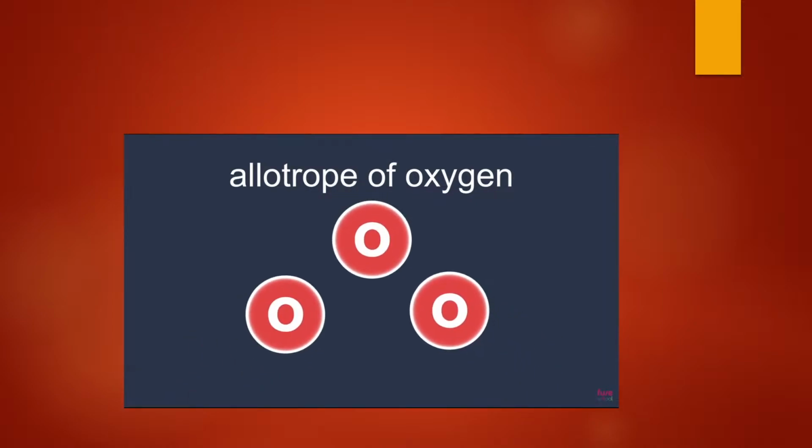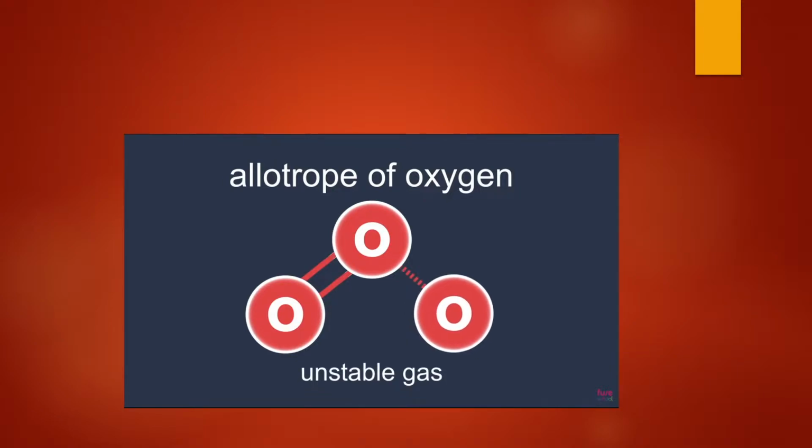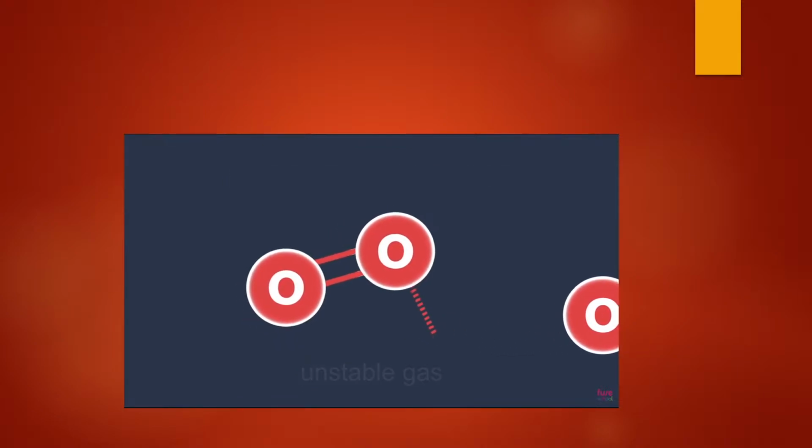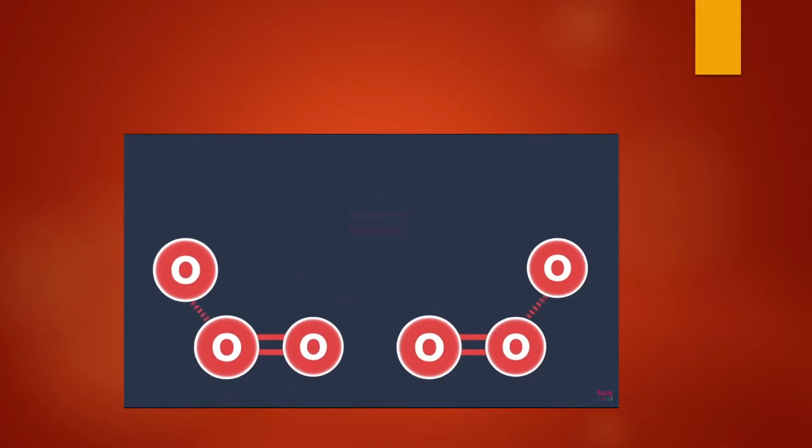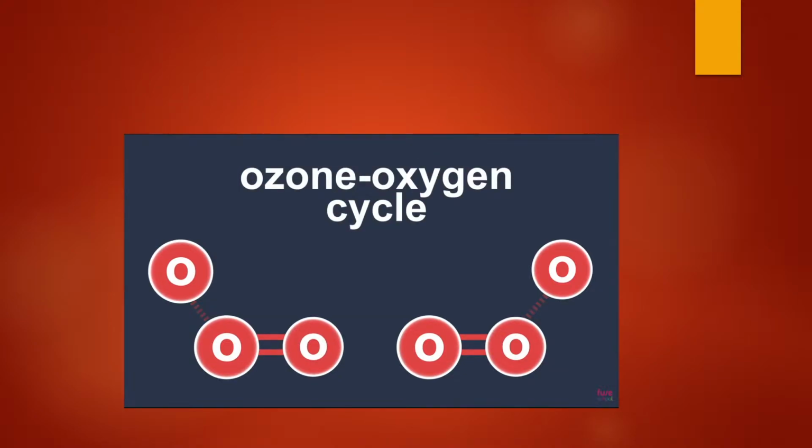Well, ozone is an allotrope of oxygen. Its molecules are made of 3 oxygen atoms bonded weakly together. It is an unstable gas which slowly decomposes back to molecular oxygen. The ozone in the stratosphere is continually being made and broken by the ultraviolet light in the ozone-oxygen cycle.